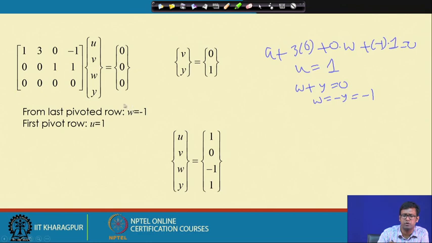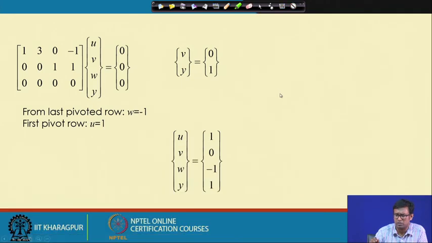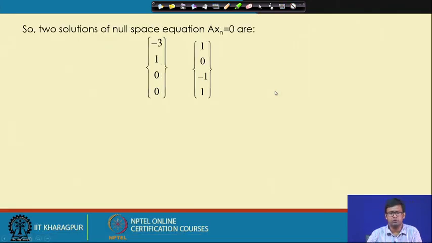We will solve for the last pivoted row first, and then substitute and get the first pivoted row, very similar like that. So, this will be another null space solution. So, we finally got two solutions of the null space equation: -3 1 0 0 and 1 0 -1 1. Now, these solutions are obtained.